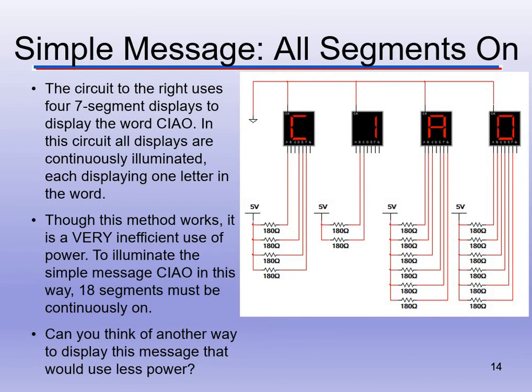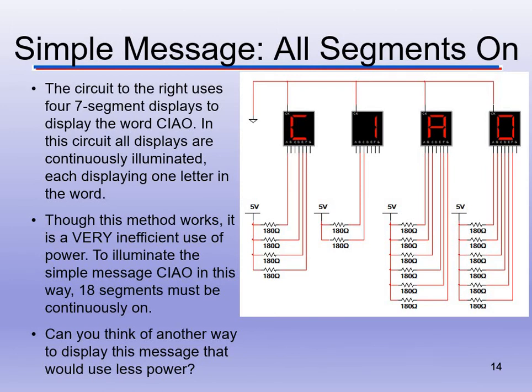It's all common cathode, right? We know because the output's going to ground there at the top, and the 5 volts is turning it on. So we know it's common cathode because 1 turns it on and 0 turns it off. So what's this saying? This is saying ciao, like hello in Italian. It's kind of got multiple meanings, I guess.